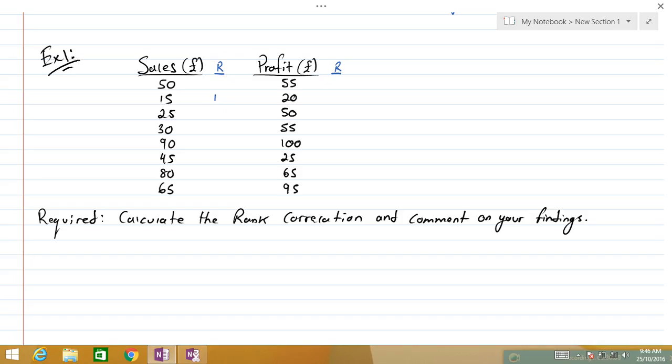Next will be what? 25, then ... 90, correct? So that's how you do the ranking. Easy, isn't it? You just do the ranking, that's the working. Now can you do the same thing for profit?